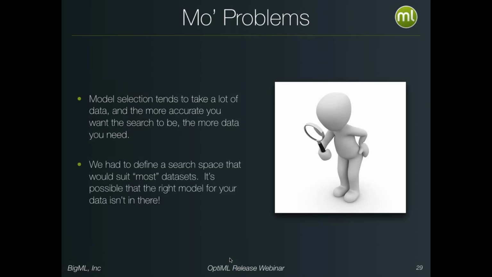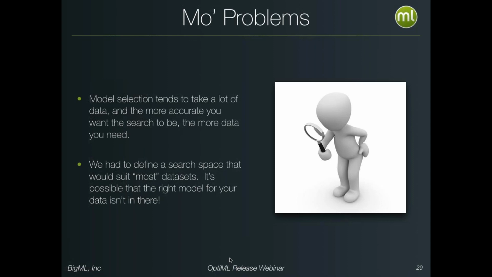And then the other little buyer beware here is that we, BigML, had to define a search space that would suit most data sets. We had to define a space that would usually give you a good answer, regardless of what data you came with. It's possible that you have one of these corner case data sets where the right model, or the best model, for your data isn't in there.